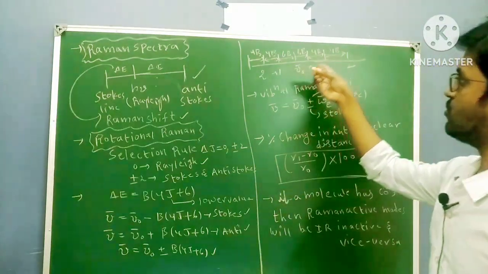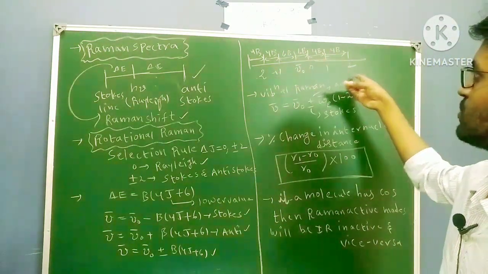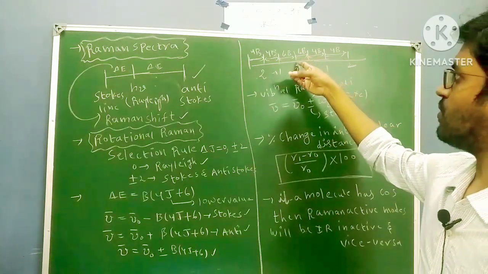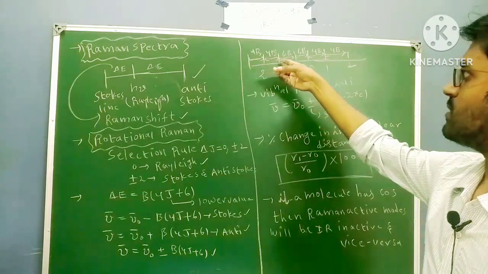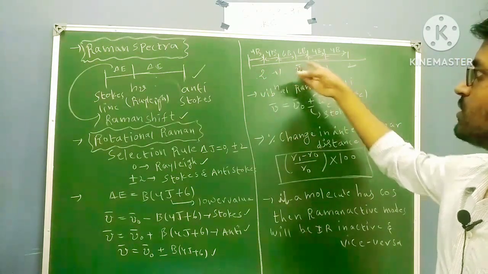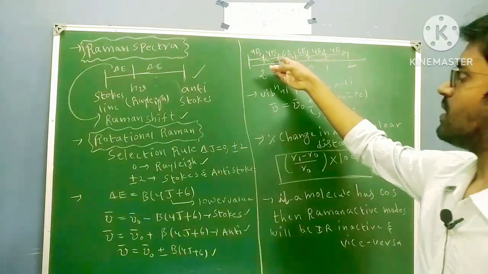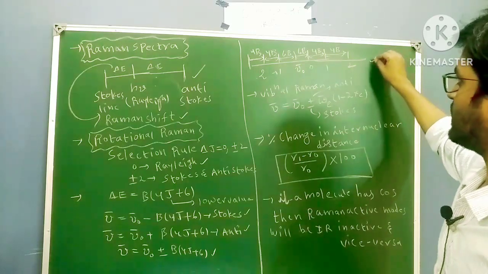Next, you have this energy level diagram. Here nu naught bar 0, plus 1, plus 2, minus 1, minus 2. Except the first difference, every remaining difference is 4B. The first difference is 6B. The first line difference is 6B in both Stokes and anti-Stokes. Every remaining level has a 4B difference only. This is very important.